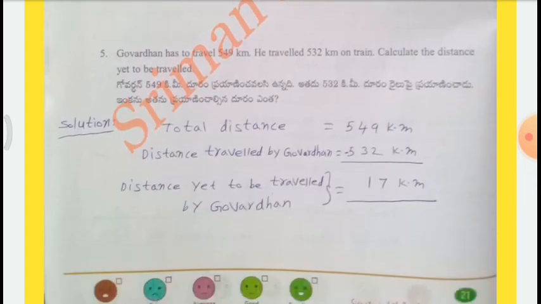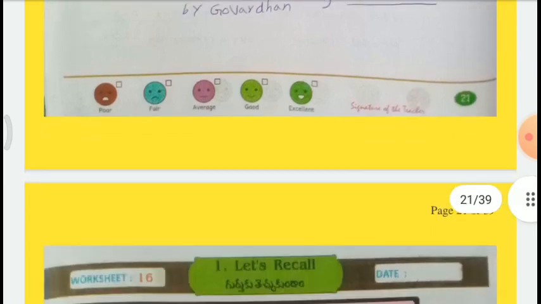Govardhan has to travel 549 kilometers. He traveled 532 kilometers on train. Calculate the distance yet to be traveled. Solution. Total distance 549 kilometers. Distance traveled by Govardhan 532 kilometers. Distance yet to be travelled by Govardhan, by subtraction we get 17 kilometers.